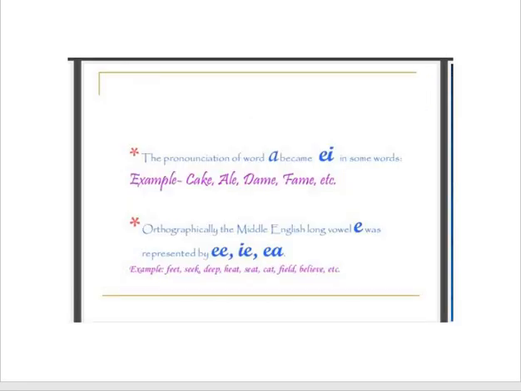Next, the pronunciation of the letter A becomes long A in some words. Example: cake, ale, dame, fame, etc. So, orthographically, the Middle English long vowel E was represented by E, EE, EA.